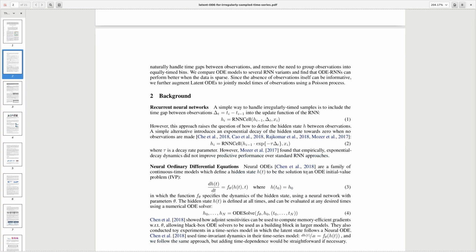We compare ODE models to several RNN variants and find that ODE-RNNs can perform better when the data is sparse. Since the absence of observations itself can be informative, we further augment latent ODEs to jointly model times of observations using a Poisson process.